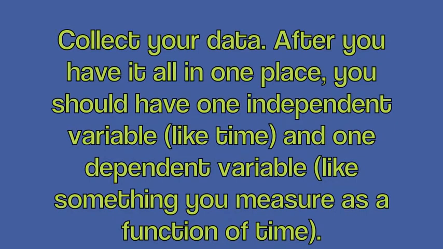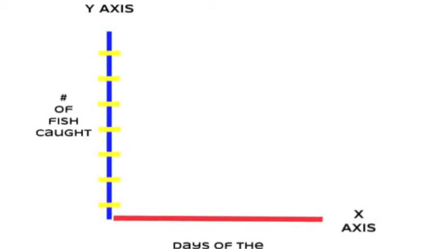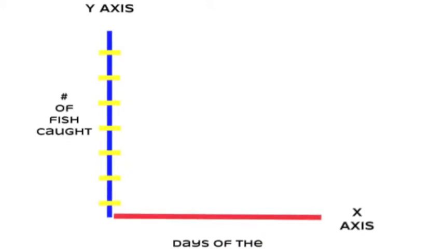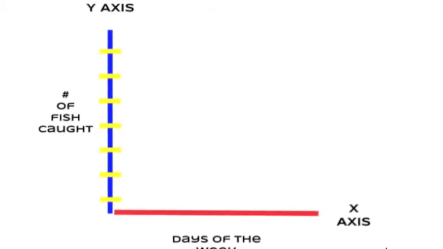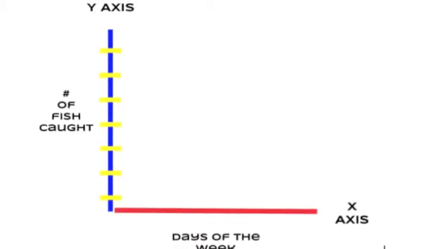Collect your data. After you have it all in one place, you should have one independent variable, like time, and one dependent variable, like something you measure as a function of time. This is a graph. The y-axis, or the blue axis, is where you're going to put the number of fish, and the red line, or the x-axis, is where you're going to put the days of the week. The blue line is the dependent variable, and the red line is the independent variable.